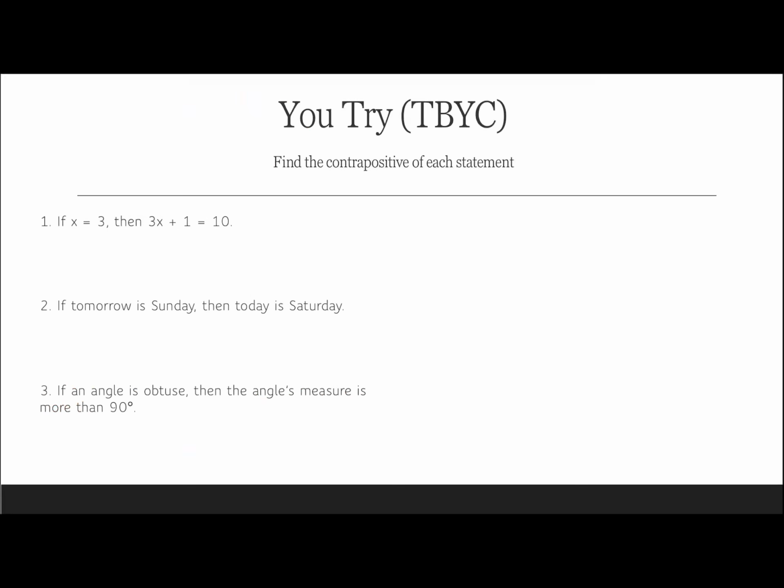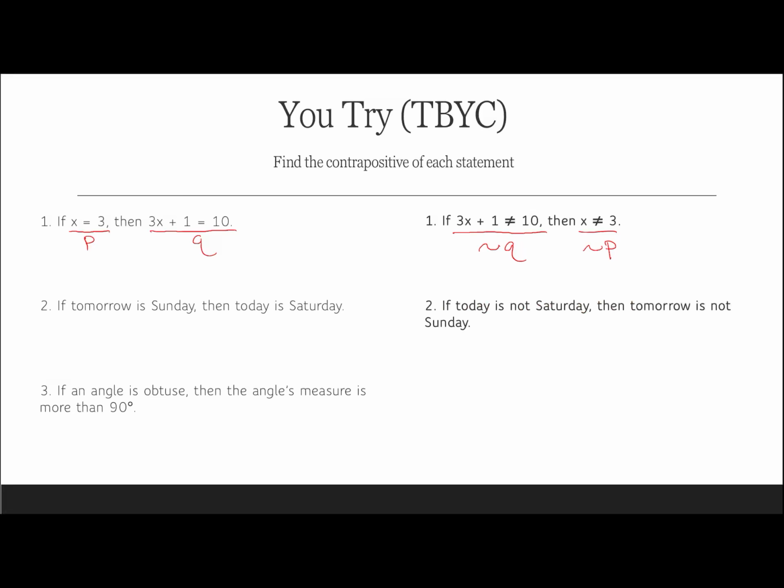So you should have gotten if x equals 3, that's statement P, 3x plus 1 equals 10, statement Q. So our contrapositive is going to be if 3x plus 1 is not equal to 10, that's not statement Q, then x is not equal to 3, which is not statement P. For number 2, if tomorrow is Sunday, then today is Saturday. Tomorrow is Sunday is statement P. Statement Q is today is Saturday. So our contrapositive is if not statement Q, then not statement P.